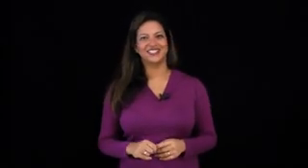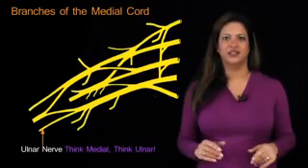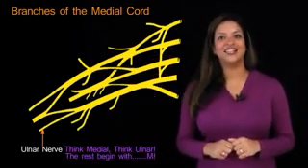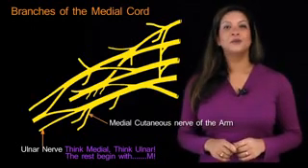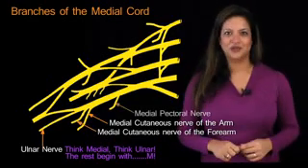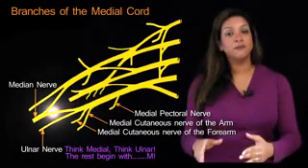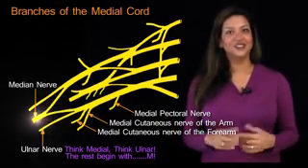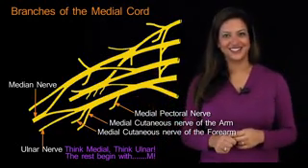The final cord, the medial cord, gives off 5 branches. The first up is the ulnar nerve. Now whenever you think of medial, think ulnar. The other 4 begin with the letter M. There is the medial cutaneous nerve of the arm, the medial cutaneous nerve of the forearm, the medial pectoral nerve, and the contribution from the medial cord to the median nerve. So there you have it. That is the entire brachial plexus.